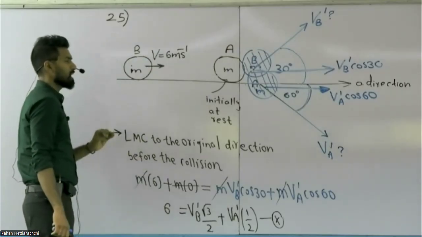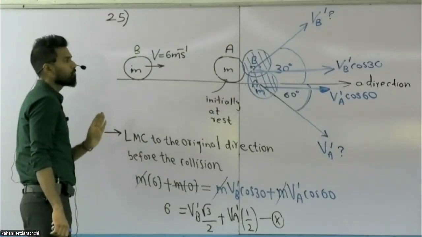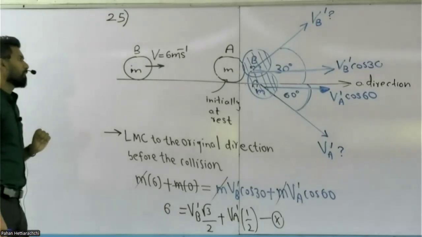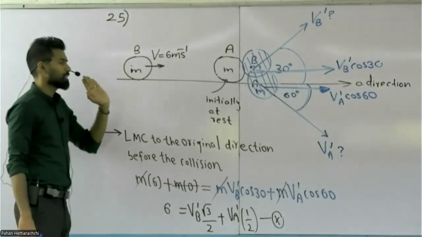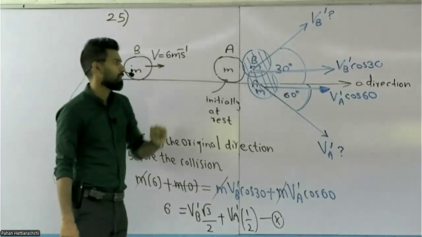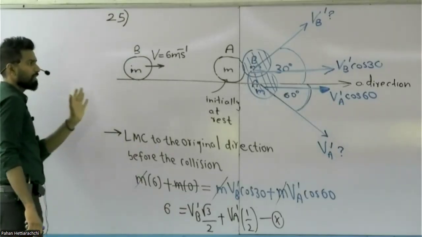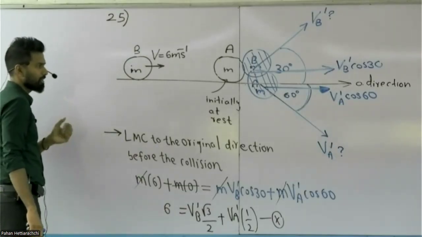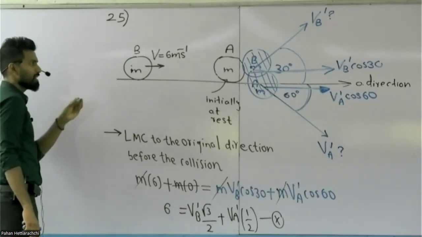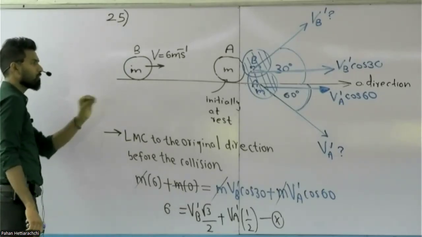So it hints that we have to find two unknowns. To find two unknowns, we need two equations. My initial plan is to apply linear momentum conservation in the original direction. As there are no external forces acting in that direction, on a smooth surface, we can consider that. What can we do? We can equate the initial momentum components to the final momentum components before and after the collision.